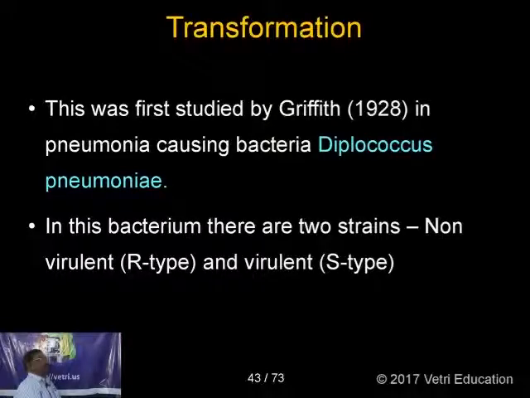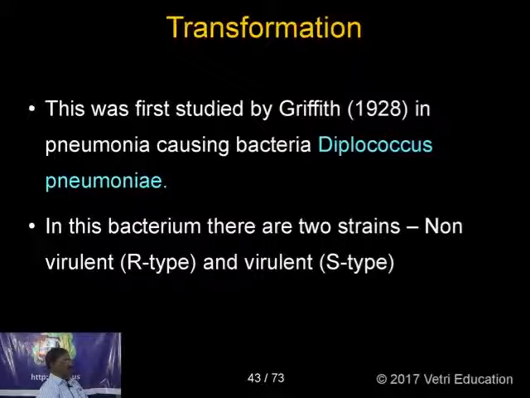Next, the transformation. This was first studied by Griffith in 1928 in pneumococcus, the pneumonia-causing bacteria, Diplococcus pneumoniae. This bacteria causes pneumonia disease. It leads to the death of the individual, whether a human being or an animal.